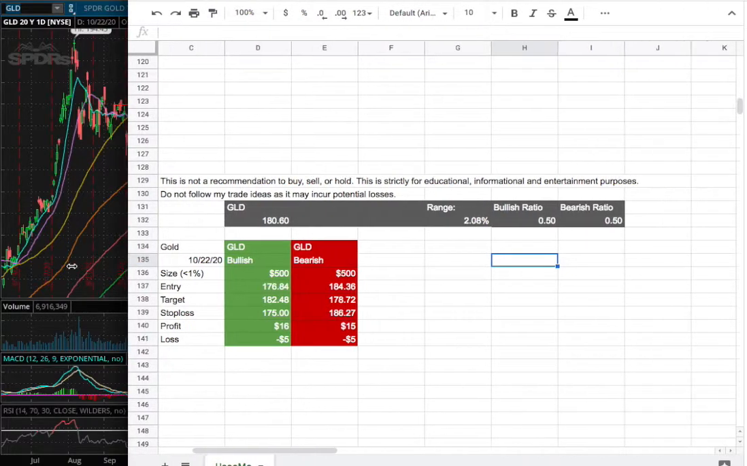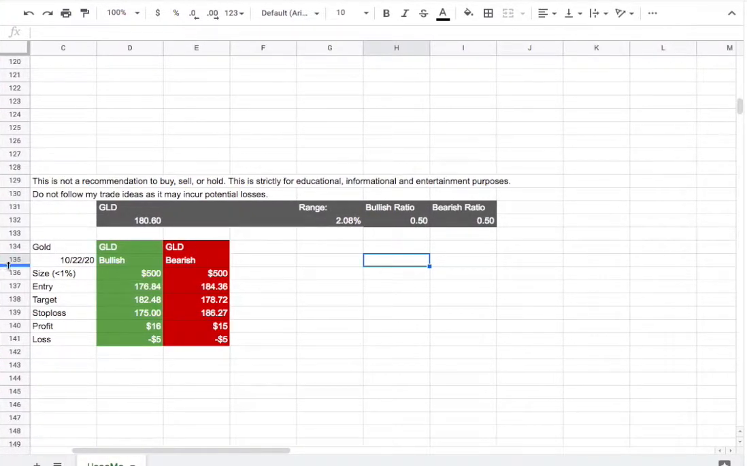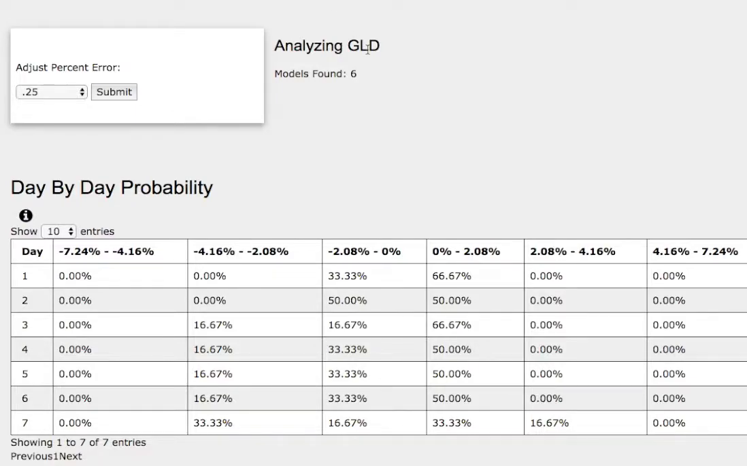So how did I develop these trade ideas? It all comes from the day-by-day probability model, which is available in the link below, so do check it out.